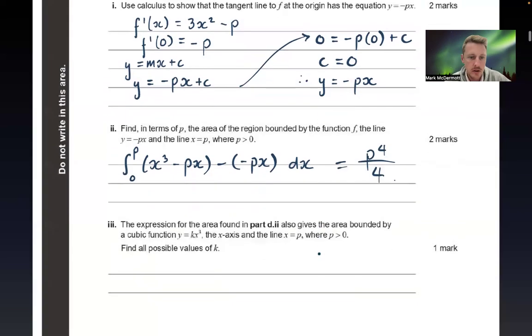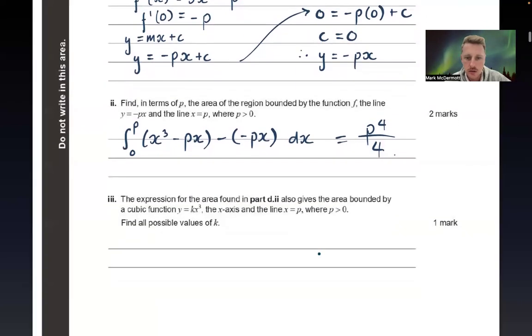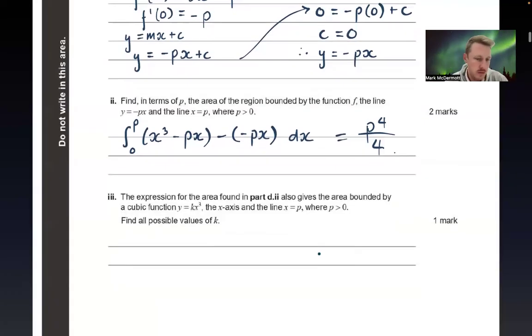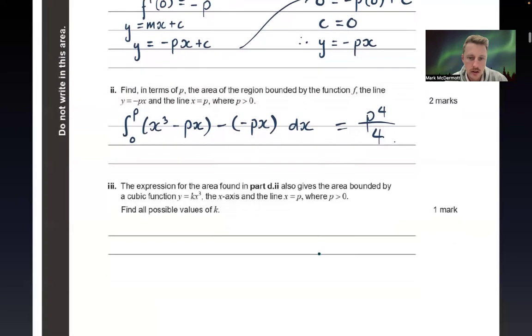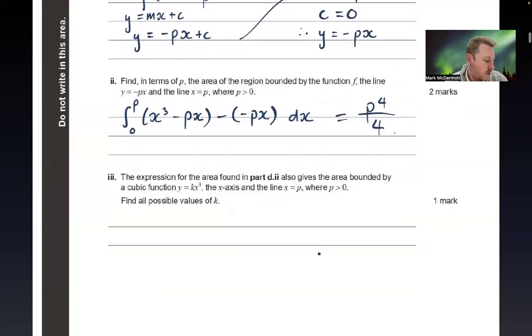Okay, I think that seems about right. The expression for the area found in part D2 also gives the area bounded by a cubic function, y equals x cubed, the x-axis and the line x equals p, where p is greater than 0. Find all possible values of k.